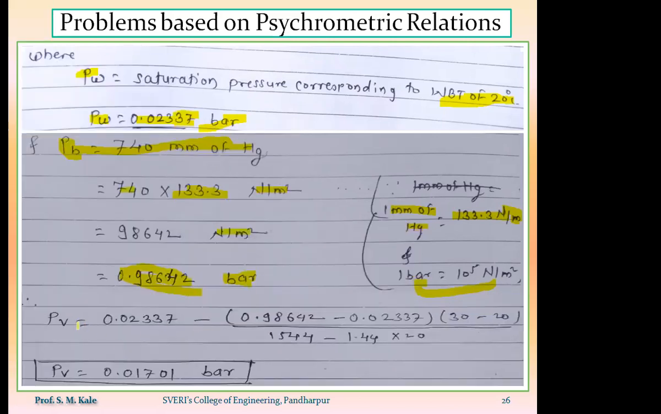After that, I will put all those values in the equation of PV. So PV is equal to PW, this is the value of PW, minus, in brackets, PB, this is the value of PB, minus PW into another bracket, TD minus TW divided by 1544 minus 1.44 TW. So finally I will get the value of PV as 0.01701 bar. So this is the value of PV.